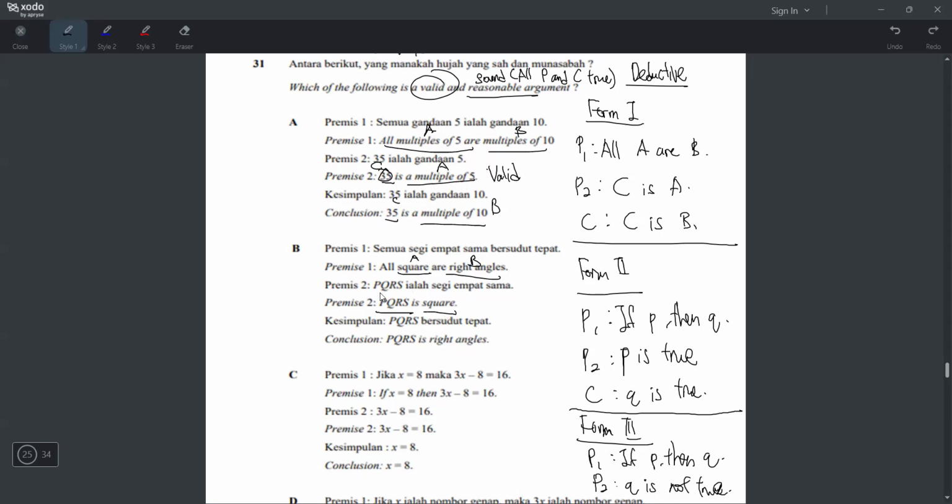Okay, PQRS is a square. So PQRS is the new one, C is square. So C is A, this one, C is right angle, is B. So this one is also valid, right? Because all A are B, C is A, C is B. So it follows form number 1, right?